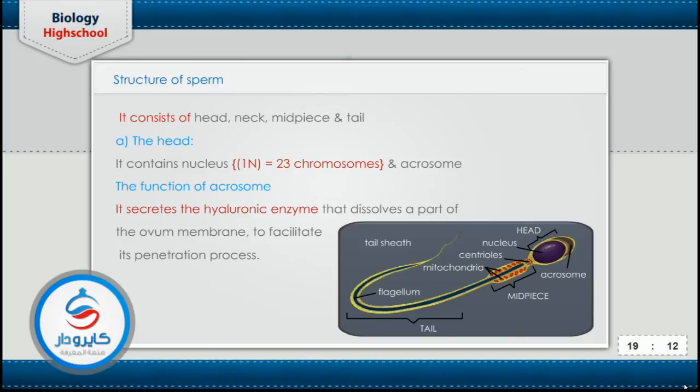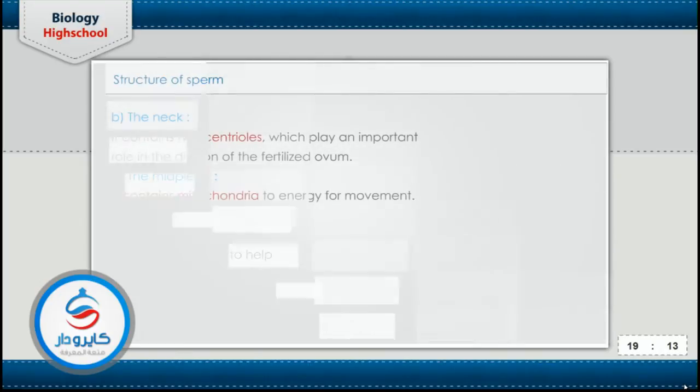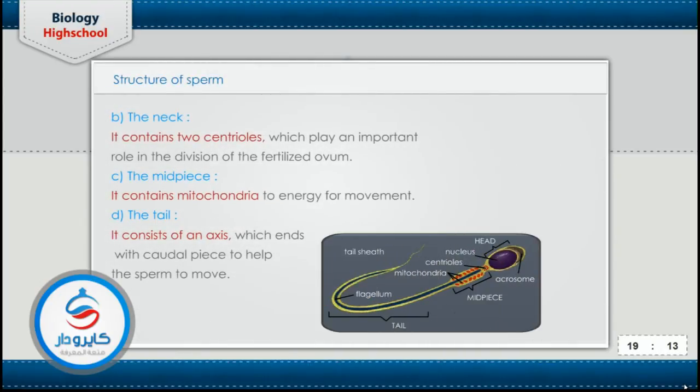So we need a huge number of sperms to produce a sufficient amount of hyaluronidase enzyme to dissolve part of the coat around the ovum, to facilitate the penetration of the ovum by the male gamete, or the sperm. The neck contains the two centrioles, which help in the division of the cells. You remember that the head and the neck are the two parts that get inside the ovum during fertilization.